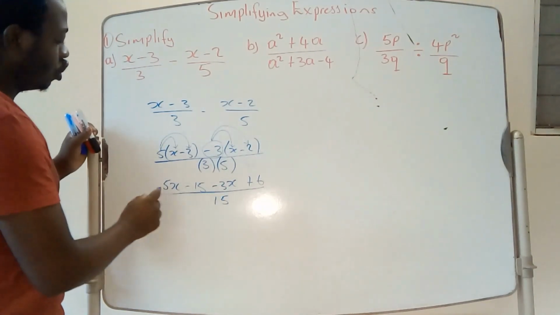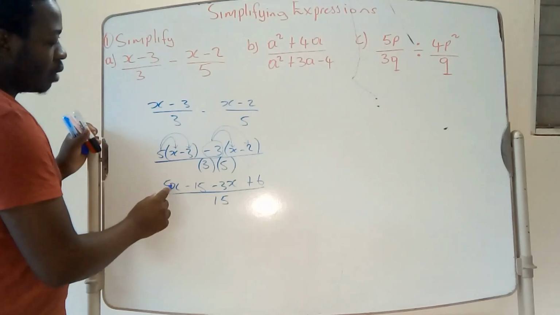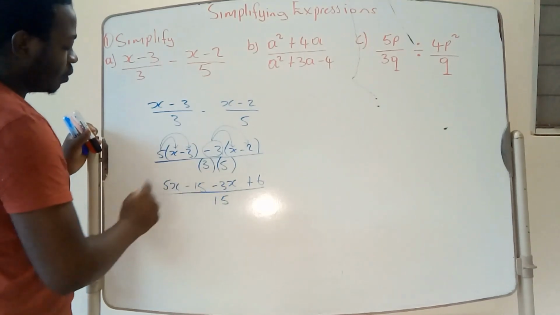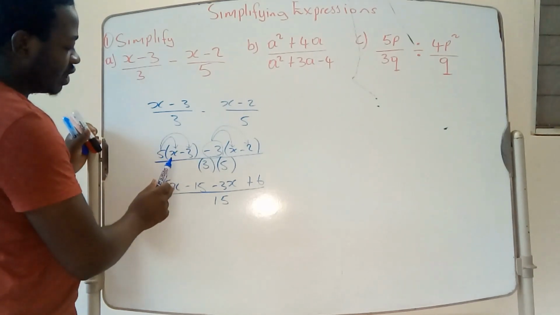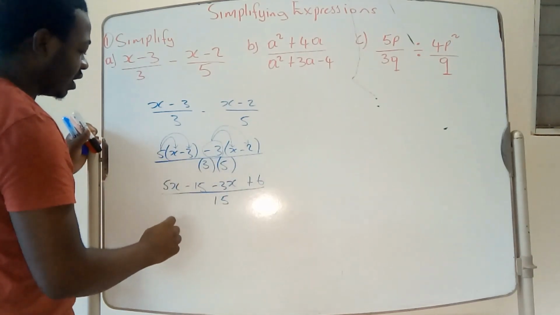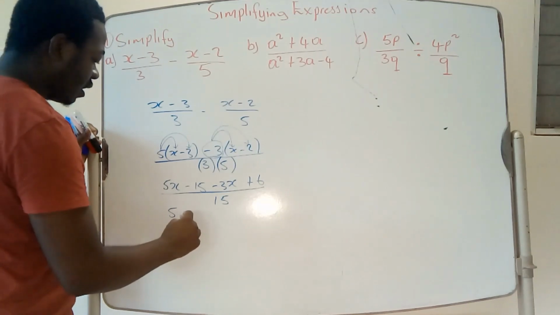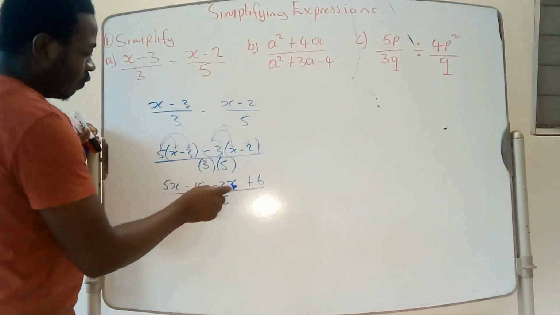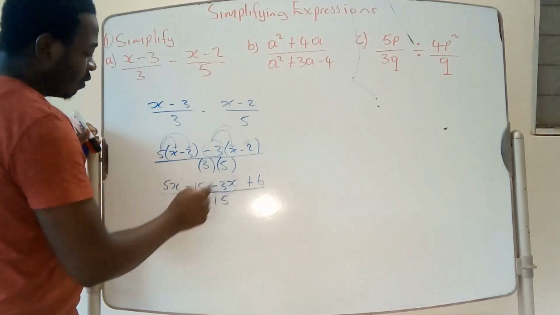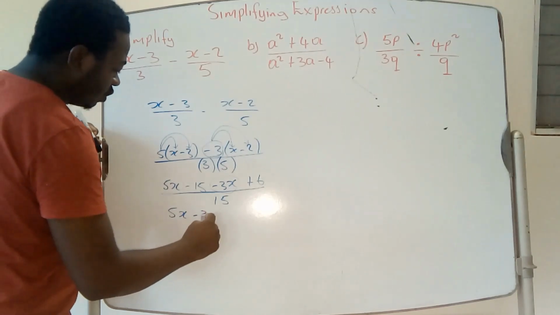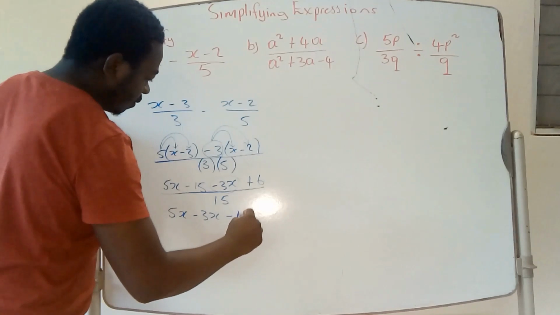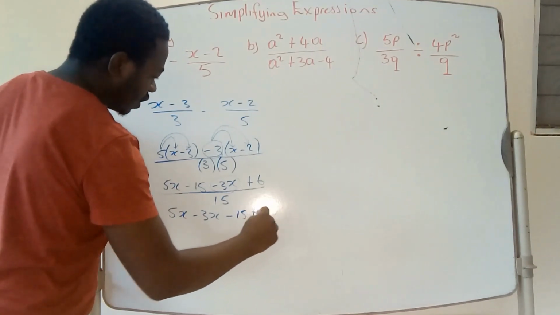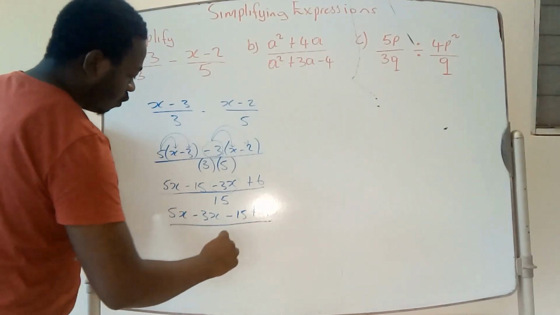Right? So now, what I'm going to do, I am going to group all the like terms. So I'm going to rearrange this and group the terms with x beside each other and the constants beside each other. So it's going to be 5x. Move all of this with the sign in front of it. So it's going to be minus 3x minus 15 plus 6. All of that over 15.